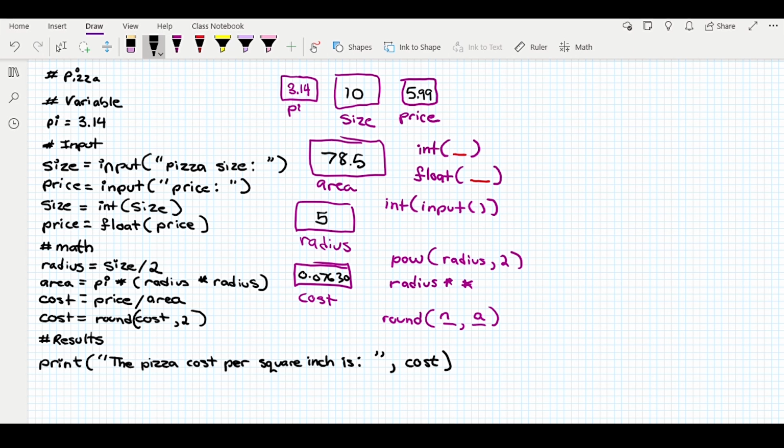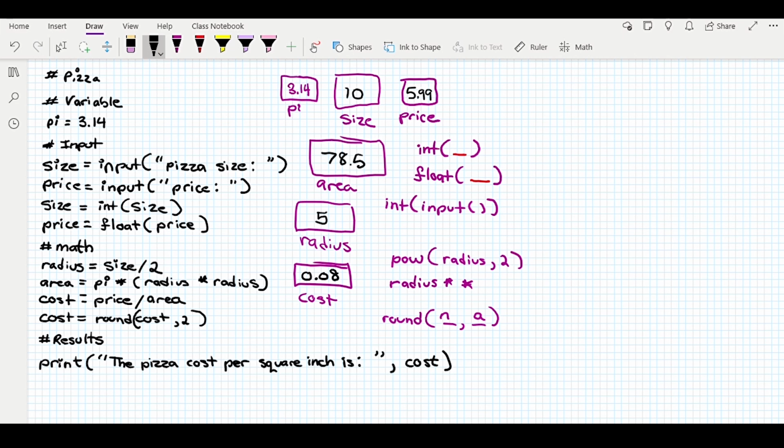Then we say, hey, you know what? Let's take that number and round it to 2 decimal places. So cost now equals round cost 2. So that means we went from 0.076 to 0.08. So let's update that. 0.08. That is 8 cents per square inch of pizza. So the program will say that the pizza cost per square inch is 0.08. And that is homework number 2, pizza calculator.